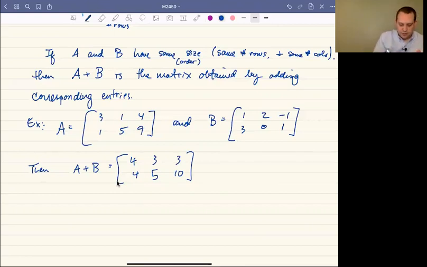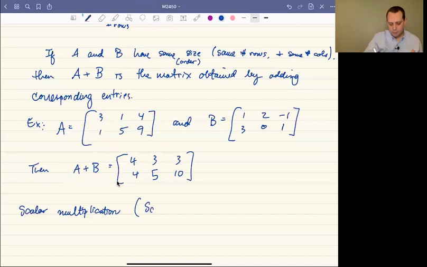There's also scalar multiplication. And this is multiplying any matrix by any scalar. When I say scalar, this will make more sense as we go along, but for now I just mean real number. So I can multiply any matrix by any real number that we want.